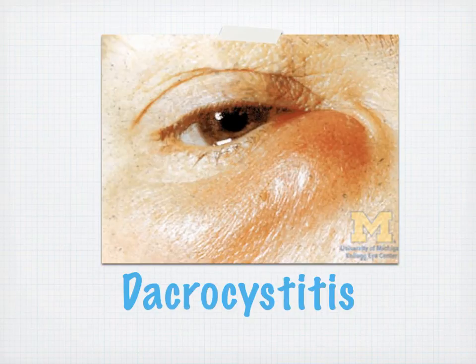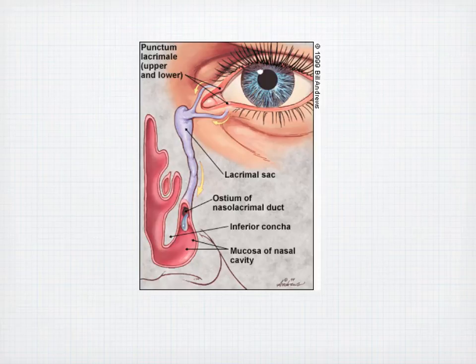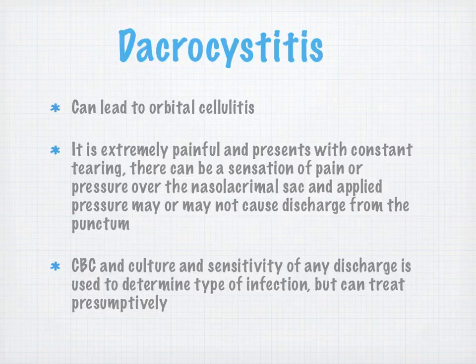And dacryocystitis is one of those, you can either worry about it or you can just treat it and not worry about it. When I say worry about it, I mean you can think about a clinical course that it might take that might prompt you to go ahead and do the culture. So what is dacryocystitis? Well, there's a nice picture of the anatomical structures involved. All right, have a look at that. And it can lead to orbital cellulitis.